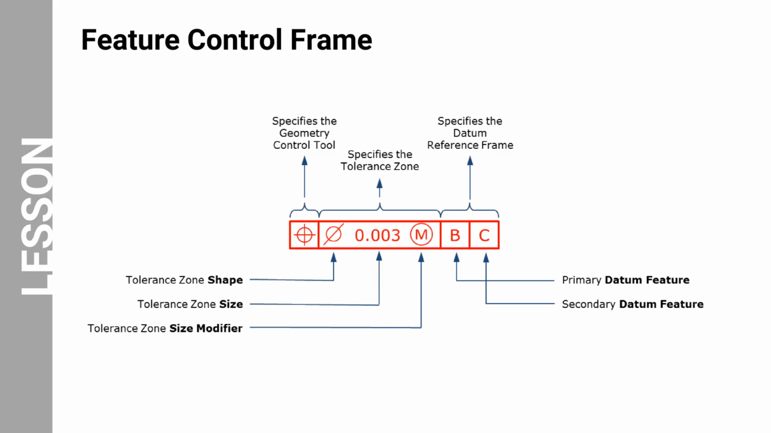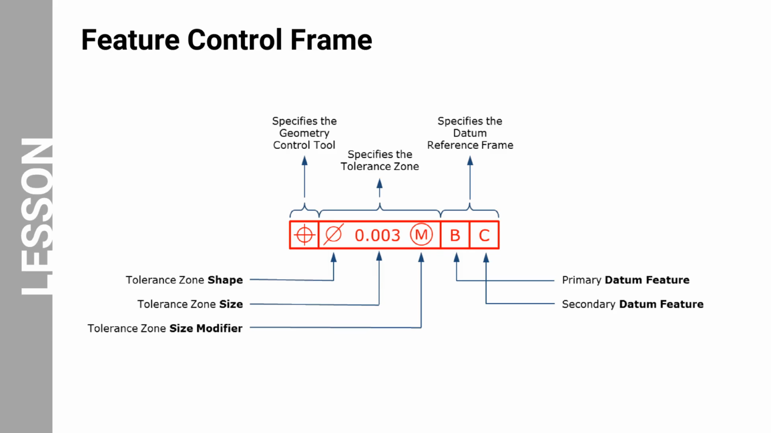Let us take a closer look at the feature control frame. The image you see here breaks down each section of the feature control frame. The first box on the left specifies the geometry control tool. In this case, the symbol refers to the position of the feature. It means that the hole in the block is aligned with the midpoint of the length and the midpoint of the width of the block. In other words, it's in the very center of the block.